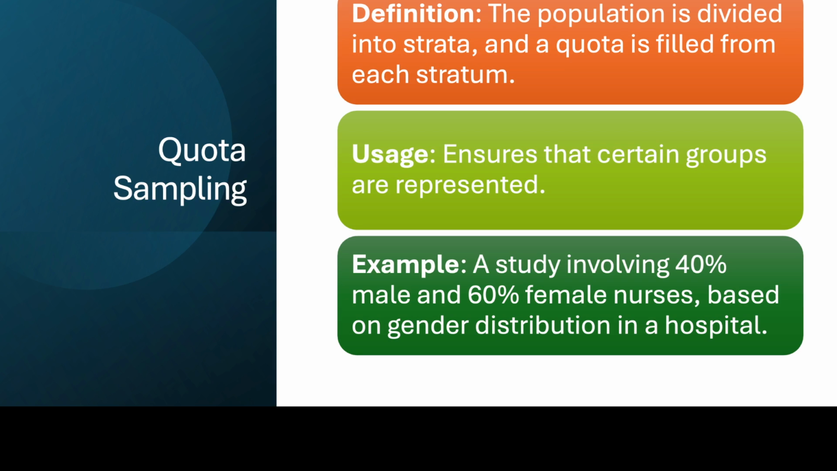Okay. A study involving 40% male and 60% female nurses, based on gender distribution in the hospital. So we have a quota that 40% are male. Those 40%, as part of the division of its demographic profile, are also given a chance to participate in the study. Nonetheless, those 60% are not allowed to participate. It's because they have already been excluded by the criterion.